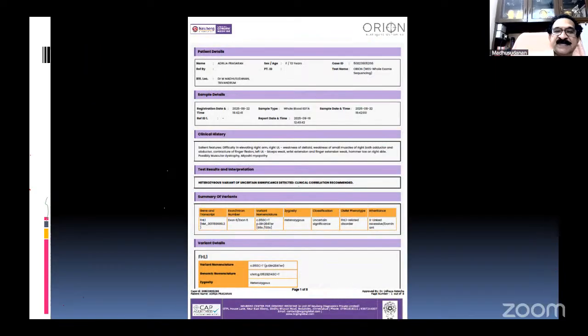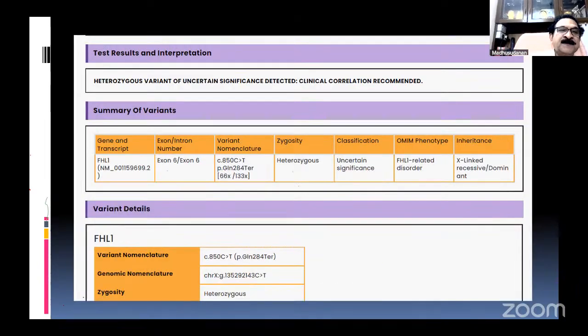So this is what the genetic test showed. FHL1 myopathy. I have not heard of it before. So they say uncertain significance. Okay. Now I looked at the literature to see whether it could fit with our patient. Let us see what the literature says.